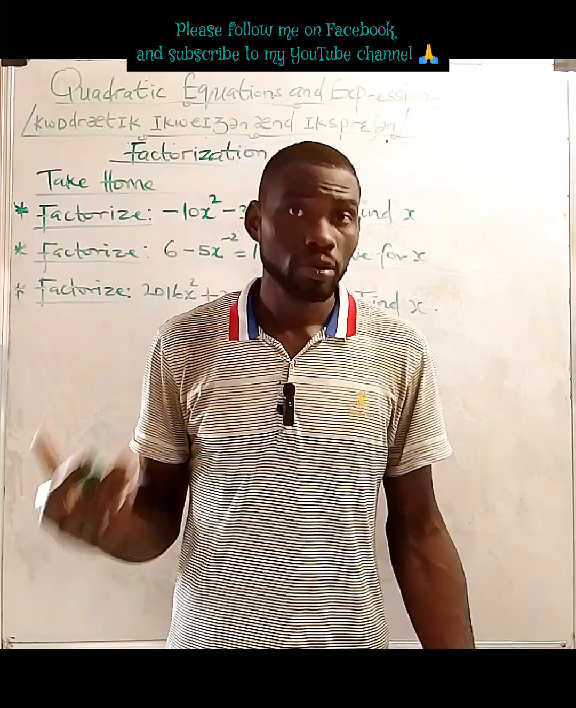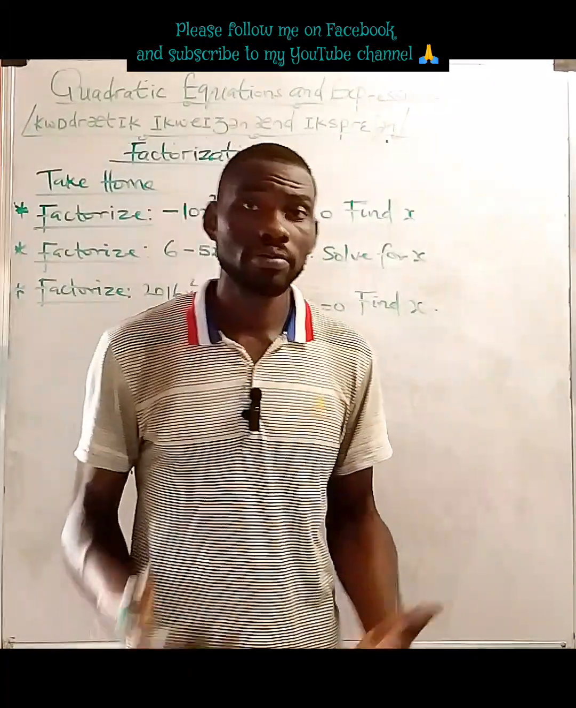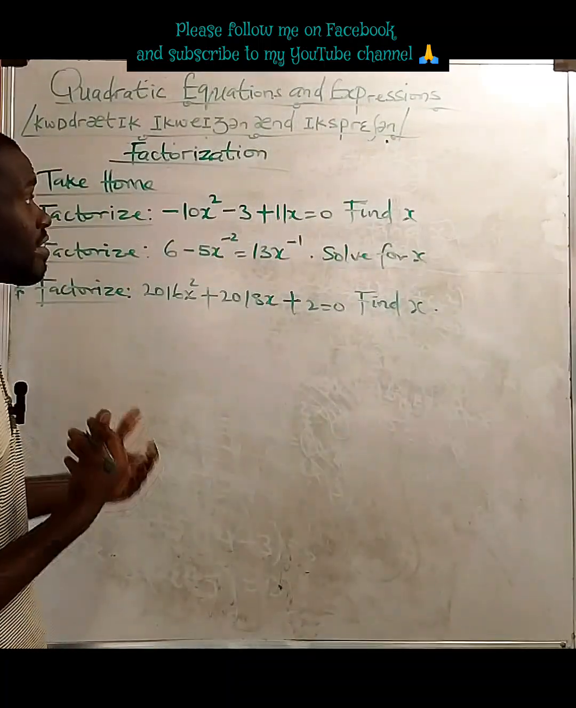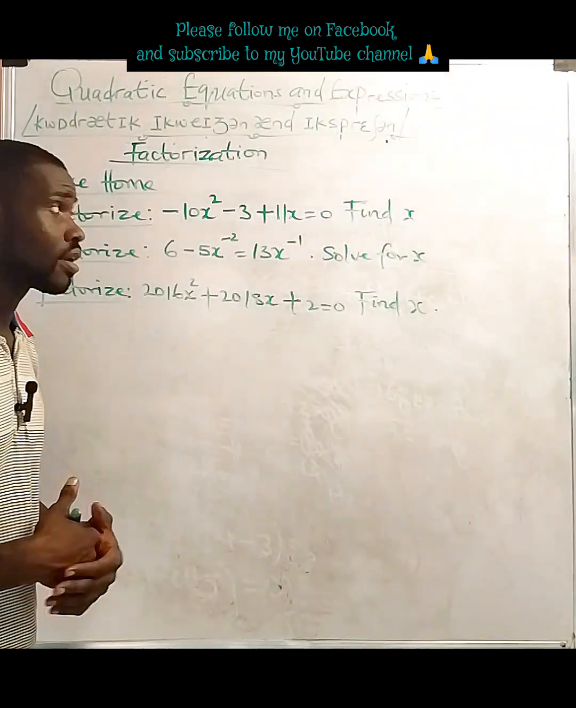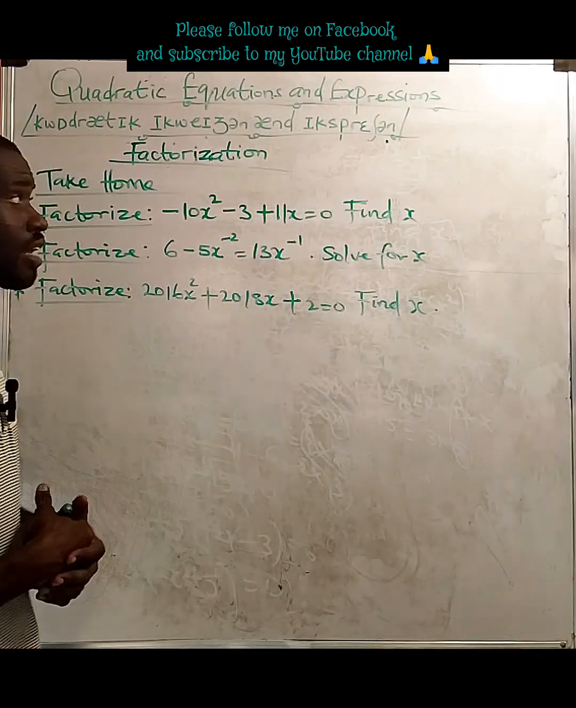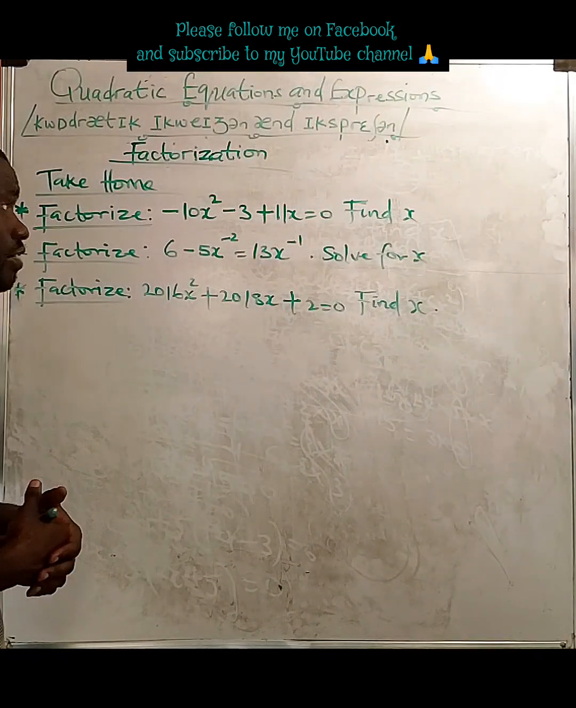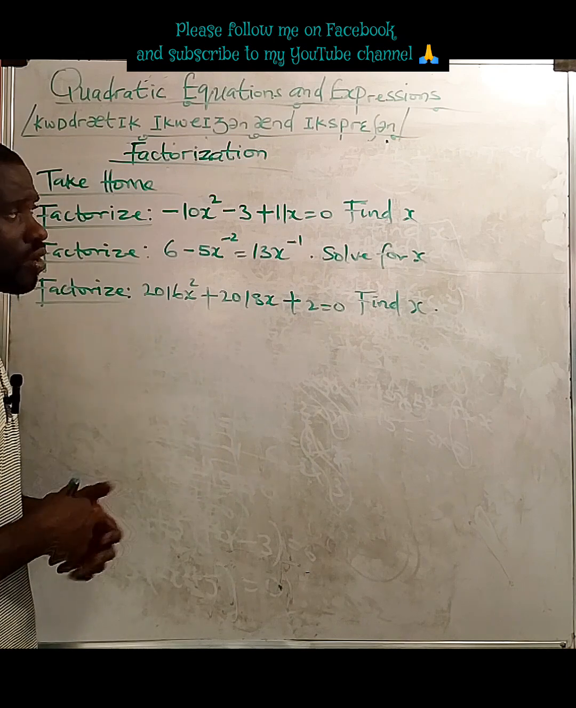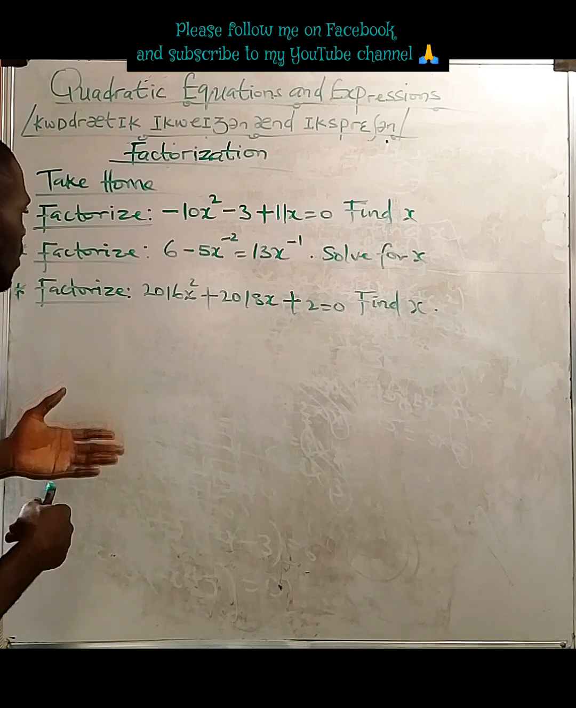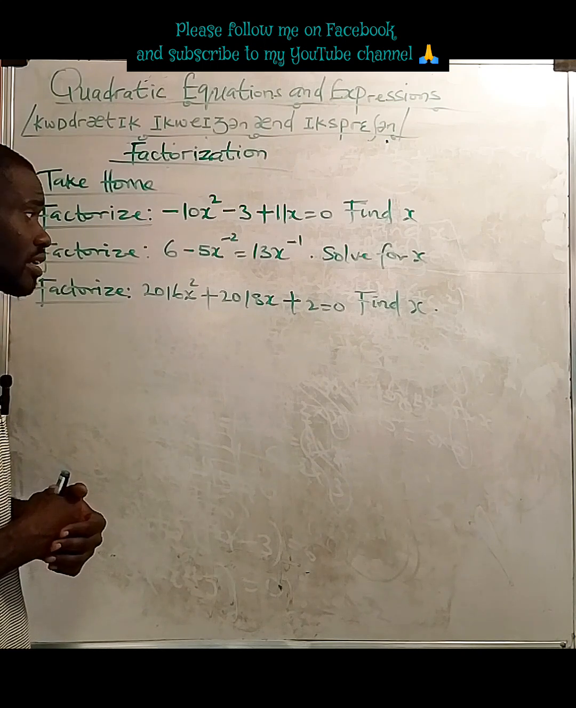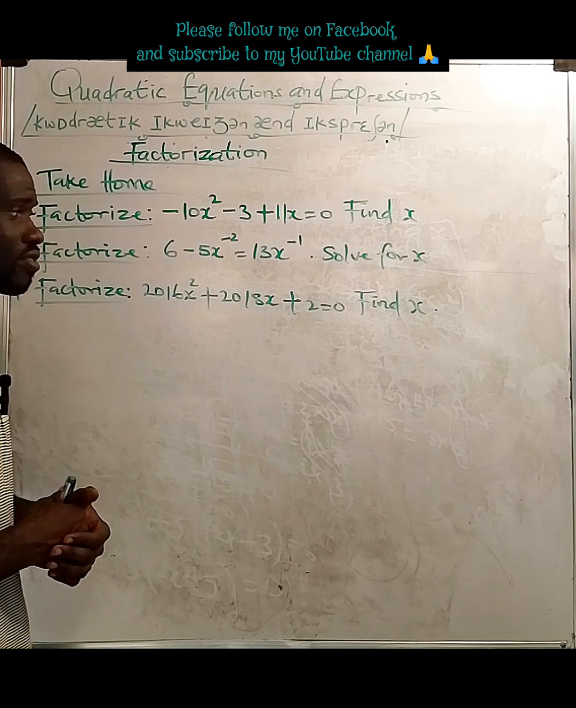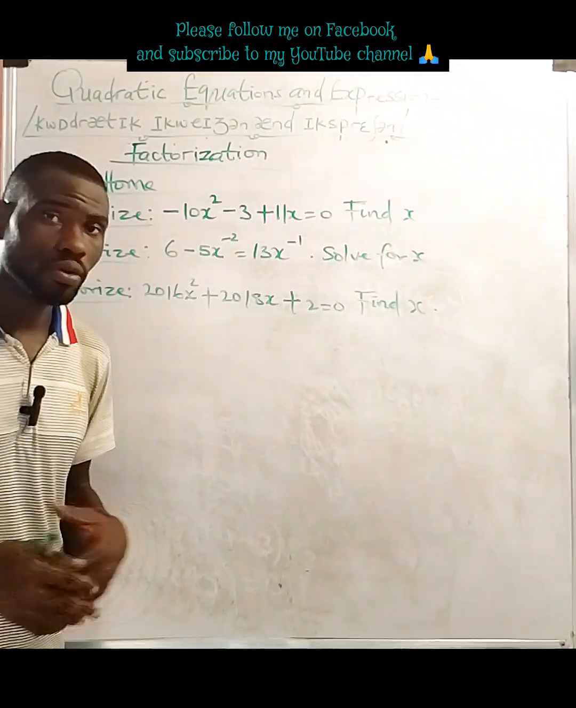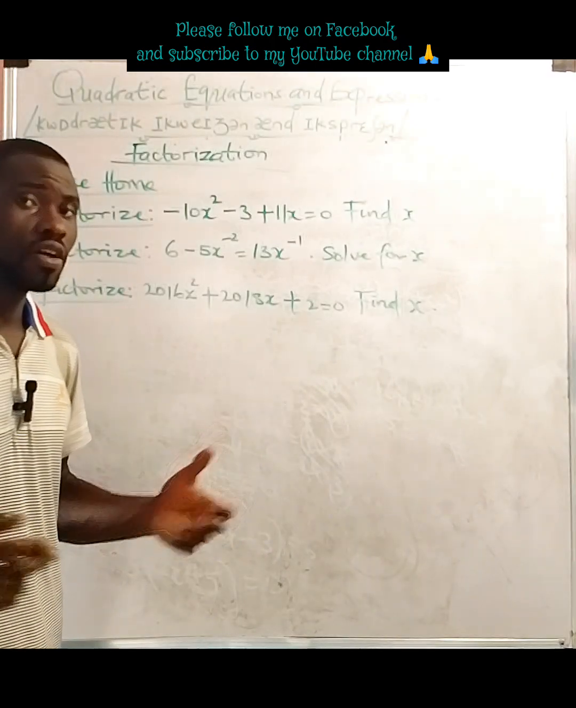Okay guys, after looking at the three worked examples, it's high time we got ourselves tested to see how much we got from today's lesson. So right here we have three major questions to test us with. We have factorize minus 10x squared minus 3 plus 11x equals 0. We're asked to get the value of x also. So the next question, we're asked to factorize 6 minus 5x is minus 2 equals 13x is minus 1. And we're also asked to get the value of x. So the next, we're also asked to factorize 2016x squared plus 2018x plus 2 equals 0. We also have to get the value of x. So those questions are very simple. They're easy considering what we've done today.